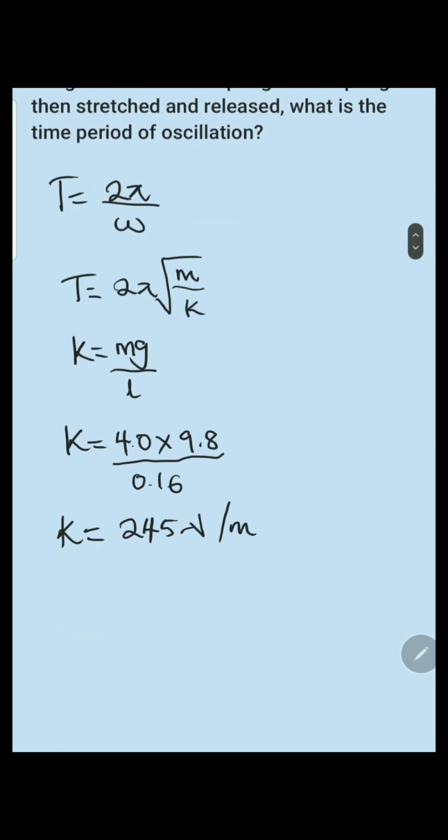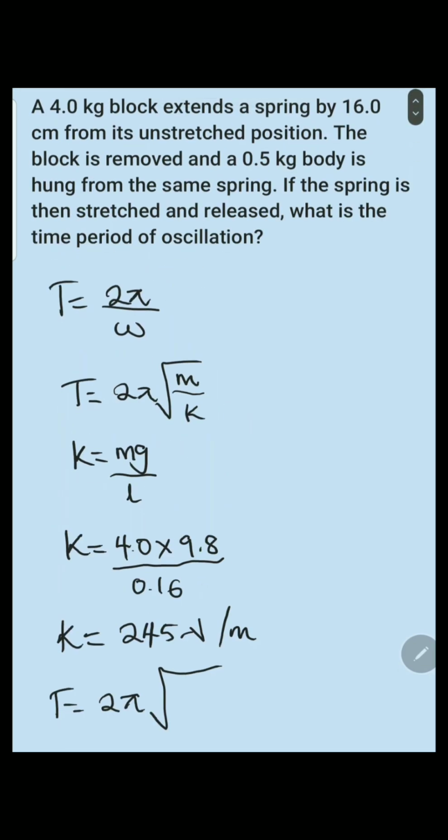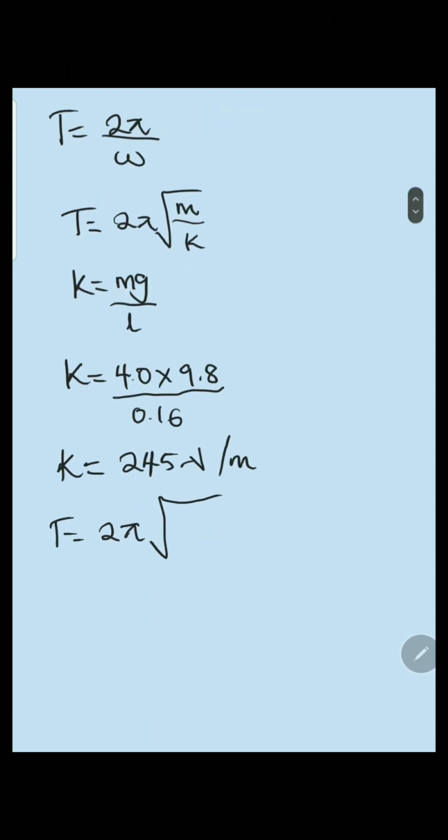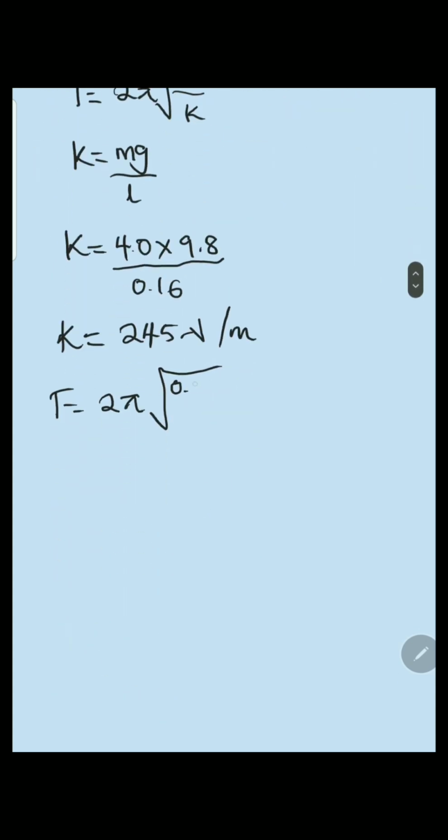Now, since we've obtained the spring constant, T will be equal to 2π, which is the same as 3.142, multiplied by the square root of the mass. We are now using 0.5 since we are obtaining the period of oscillation for this particular mass upon stretching the spring. So we have the mass, which is 0.5, over 245.